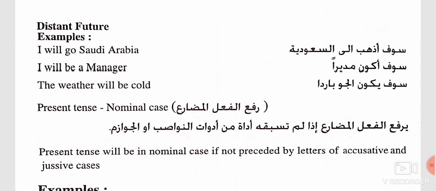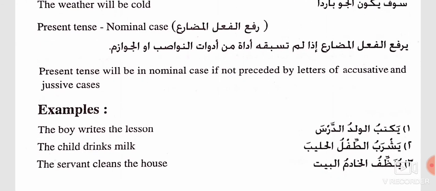Then the next. رَفْعُ الْفِعْلُ الْمُضَارِعُ, nominal case. So how to get raf' for the present tense? This is the rule. رُفْعُ الْفِعْلُ الْمُضَارِعُ إِذَا لَمْ تَسْبَقُهُ أَدَاتُ مِنْ أَدَبَاتِ النَّوَاسِبِ أَوِ الْجَوَازِمِ. Present tense will be in nominal case if not preceded by letters of accusative and jazm cases.